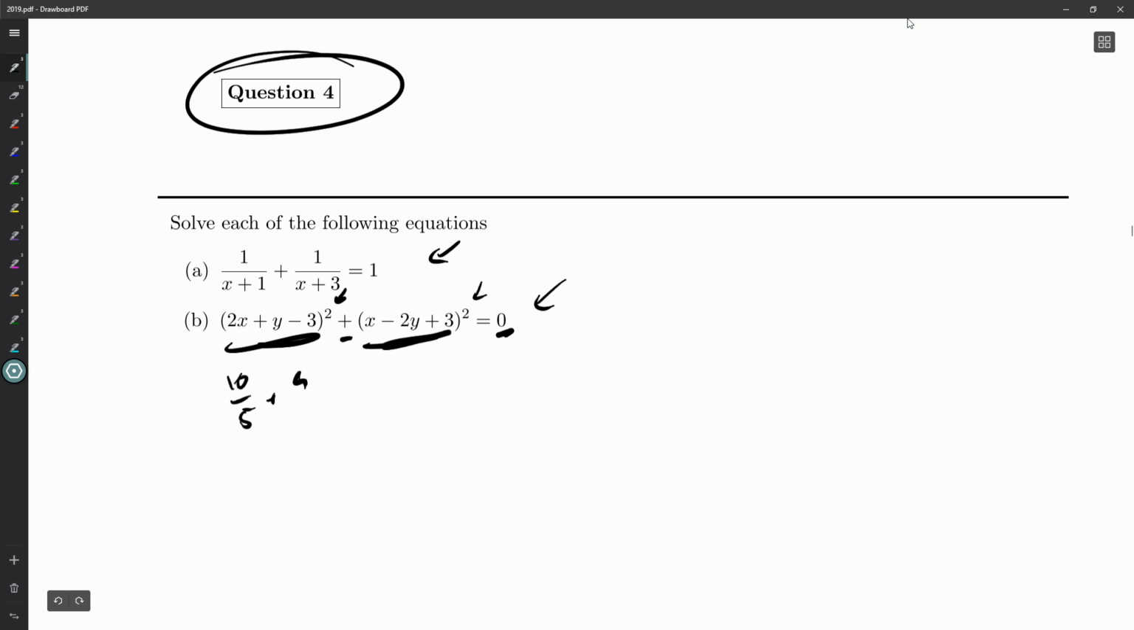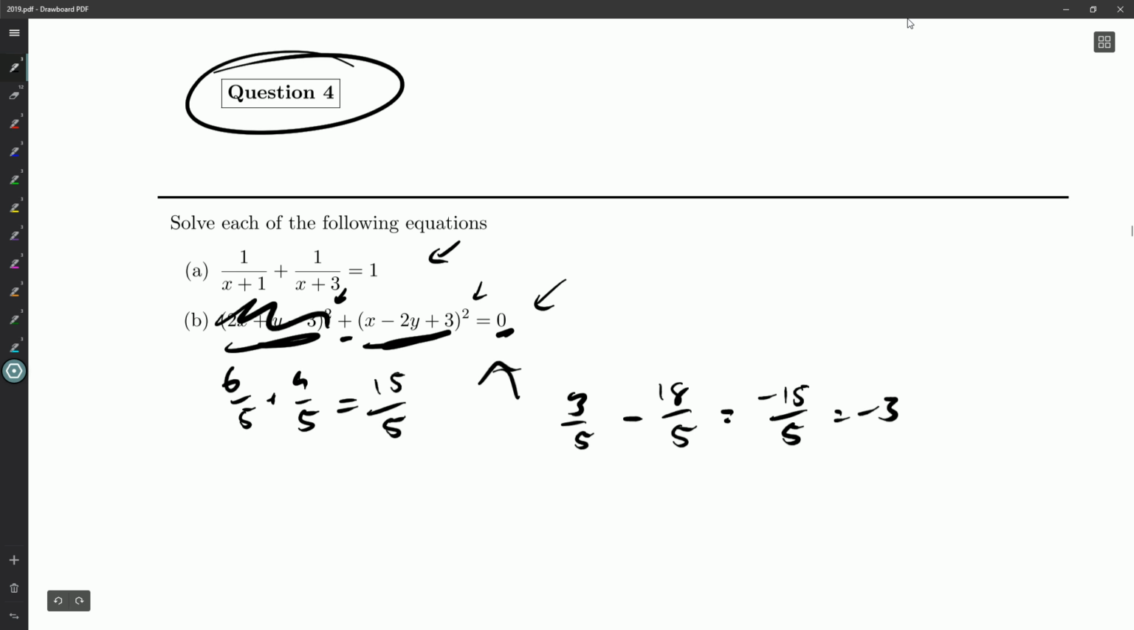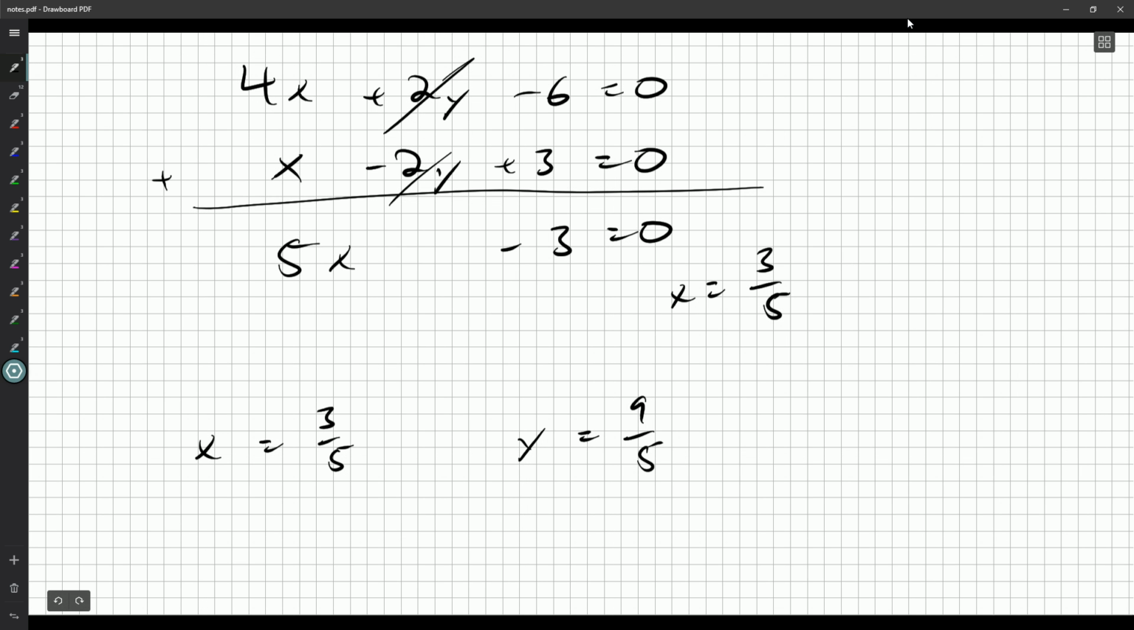10/5 plus 9/5. Oh, sorry, that should be 6 on top. 6/5. I was about to say that's not true. So that's going to be 15/5, which is 3, so that would cancel out. And then for the second one, you've got 3/5 minus 18/5. And that would be negative 15/5 or negative 3, and you add it to this 3 to make it 0 as well. So it all works out. And there we go. I think that's enough explanation there.